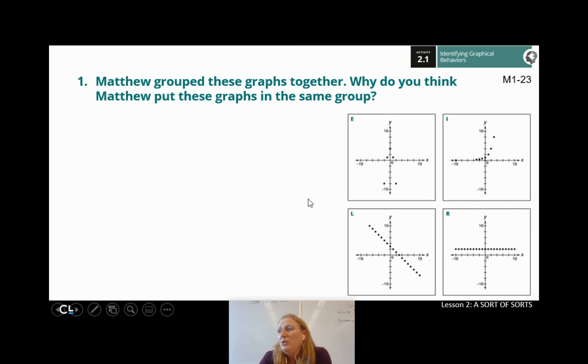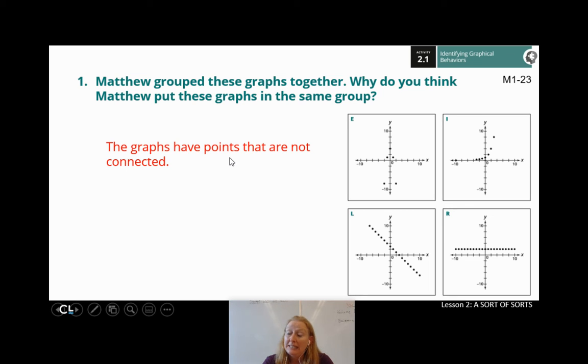I don't know about what you noticed, but what I noticed is there weren't any lines. I noticed they were all dots. Did you see that? Dots, dots, dots, dots. I mean, don't get me wrong. Some of the dots kind of make a line, but there was no connected stuff. Nothing was connected. So that's what I noticed about Matthew's group. The graphs have points that are not connected. I don't know if that's the reason he chose, but that's what I notice about Matthew's group.